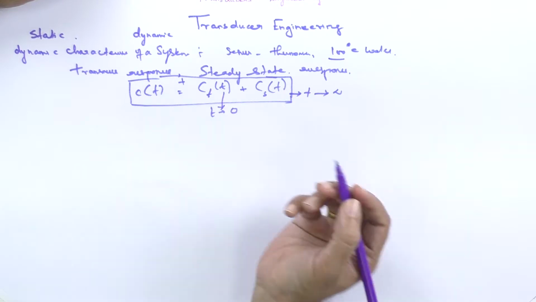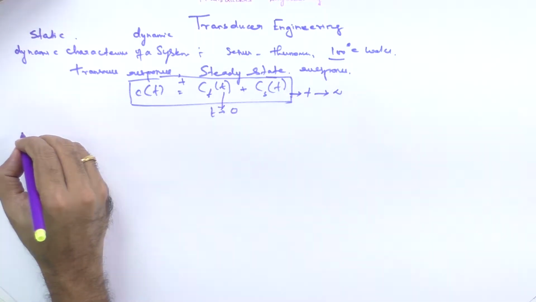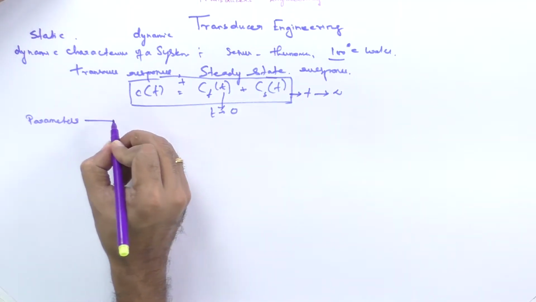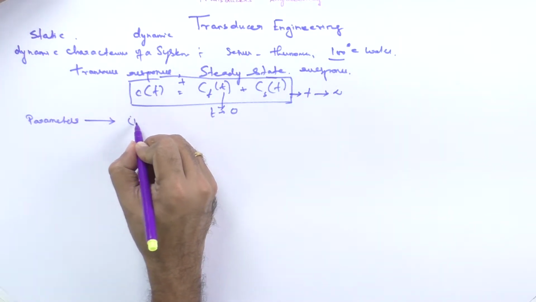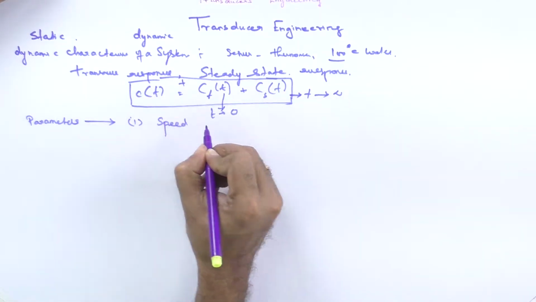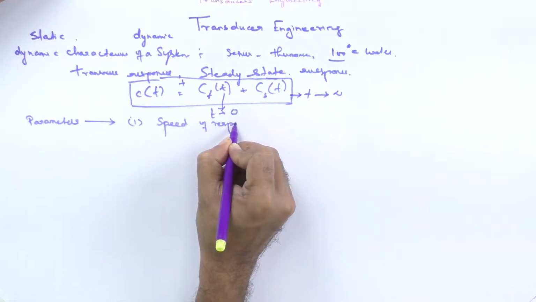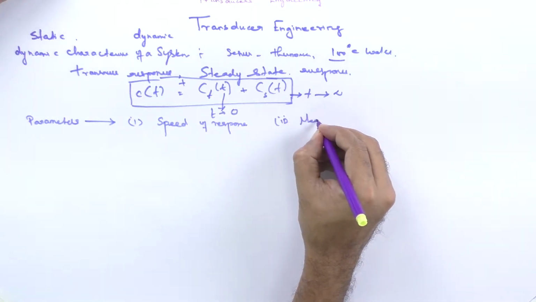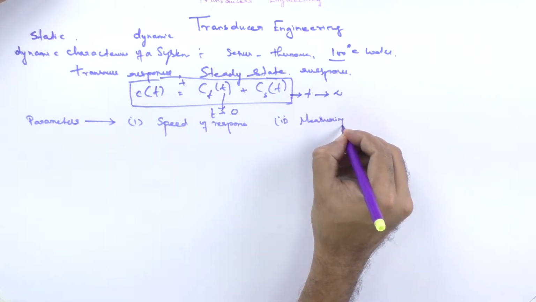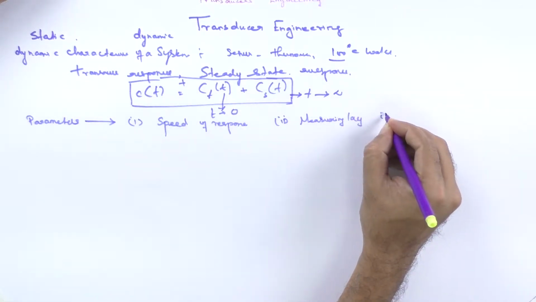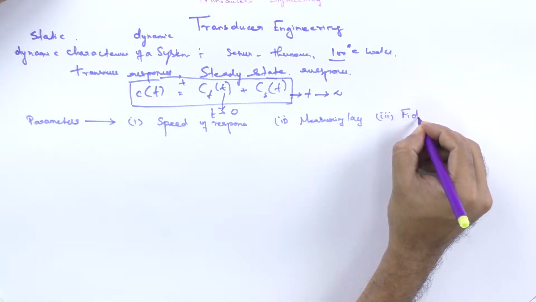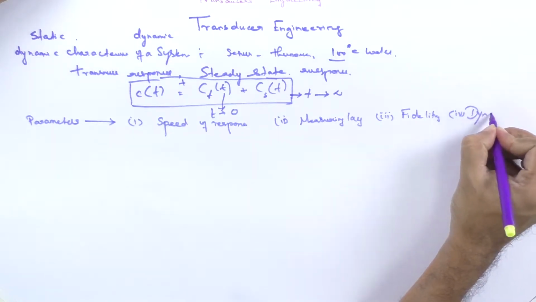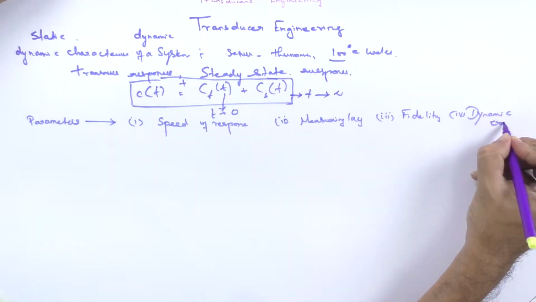Next comes the question: what are the different kinds of parameters involved in the dynamic characteristics of a system? The first one is speed of response. The second one is measuring lag. The third one is fidelity, and the fourth one is dynamic error.